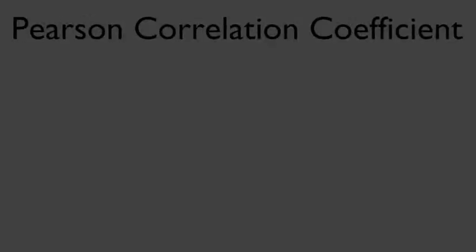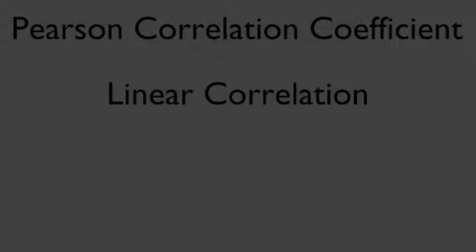Pearson correlation coefficient is a measure of the linear correlation between two different variables and is the primary measure of correlation in elementary statistics. The Pearson correlation coefficient is symbolized by an R, and it can only have values between -1 and 1.